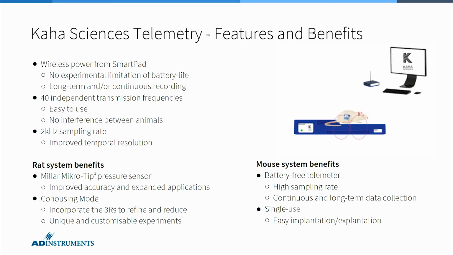The mouse system is a battery-free telemeter, allowing that continuous and long-term data collection, which you can't get with other mouse telemetry systems, at a really high sampling rate as well. And finally, it's single use, which makes it very easy to use.